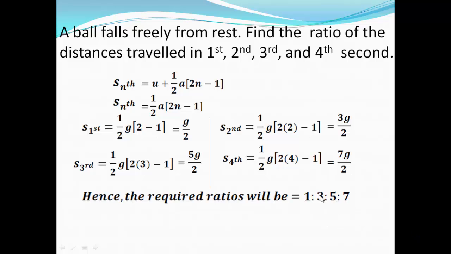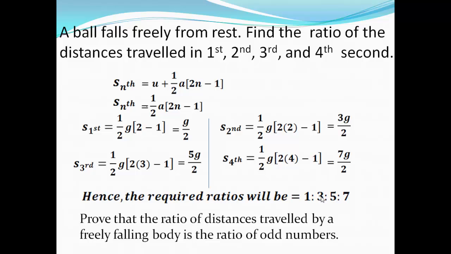Now, if such a question is asked in the form of a multiple choice question, then these ratios can be given in the options, or if the same question is asked in a theory exam, then the question can be reformatted as: prove that the ratio of distances travelled by a freely falling body is the ratio of odd numbers. Now instead of freely falling bodies, they can also mention a body performing uniformly accelerated motion starting from rest. So you have to understand the question and apply the concept respectively.